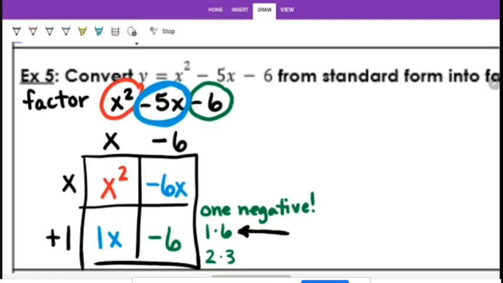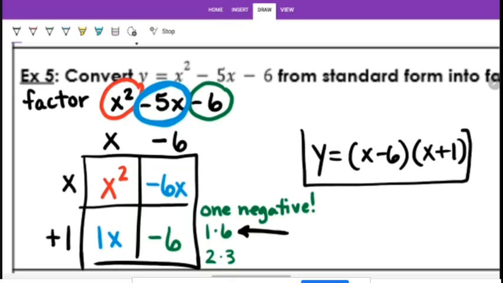And that has to do with the fact that one of our numbers is negative and the other one is positive. Okay, so just trying to point out some patterns here that might help you. Don't forget to write your answer in factored form. And then we're done and can move on.